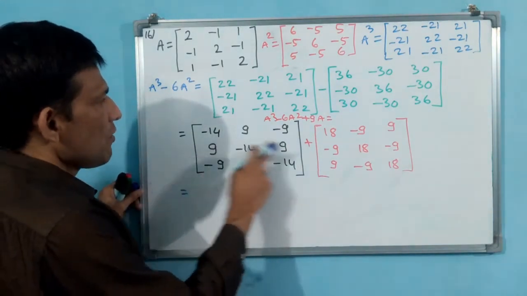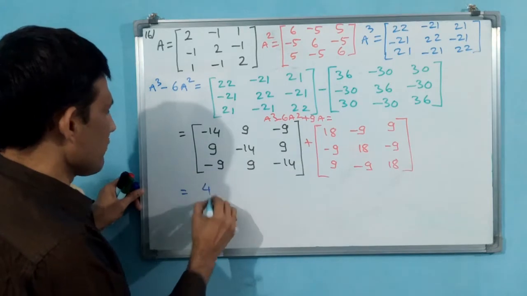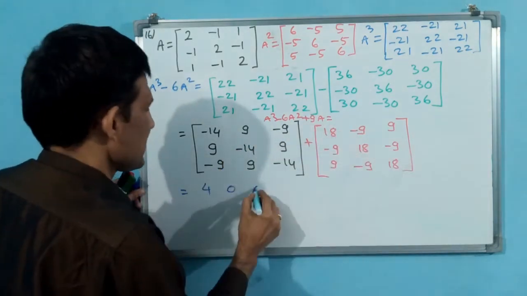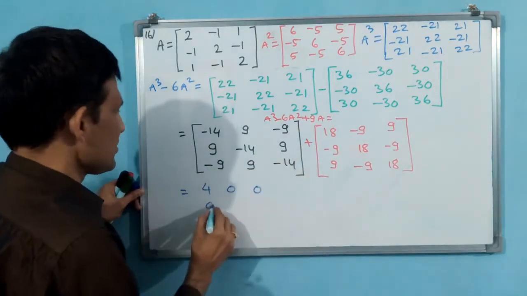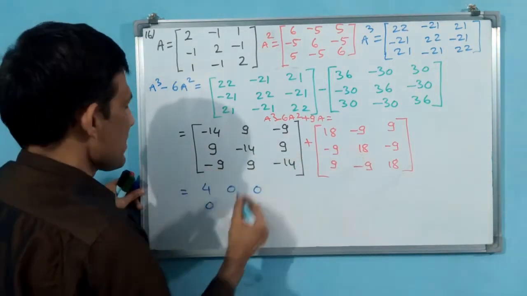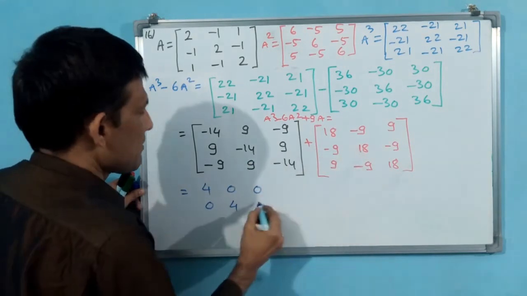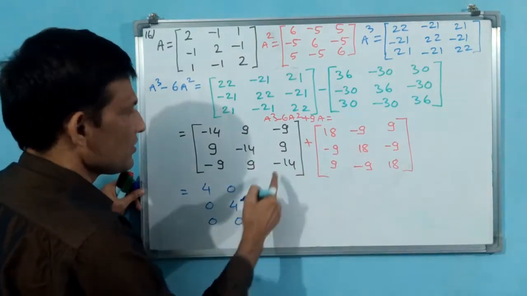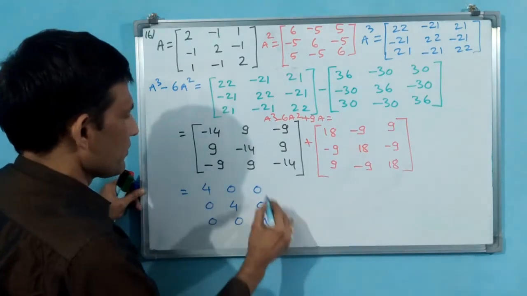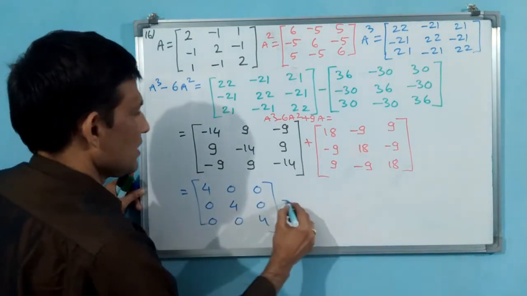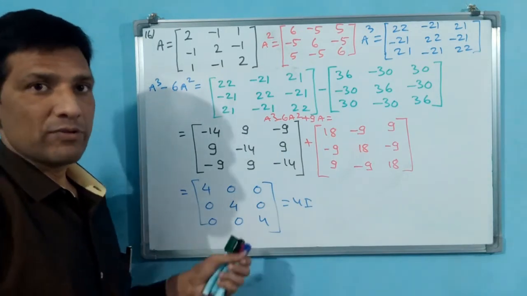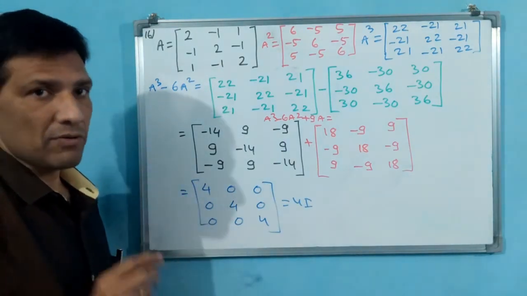4I. You see, 18 minus 14, 4. Plus 9 minus 9, 0. Minus 9 plus 9, 0. Plus 9 minus 9, 0. 18 minus 14, 4. Okay, now this is equal to 4I. Hence verified or proved, you can write and close this 50% of the question.